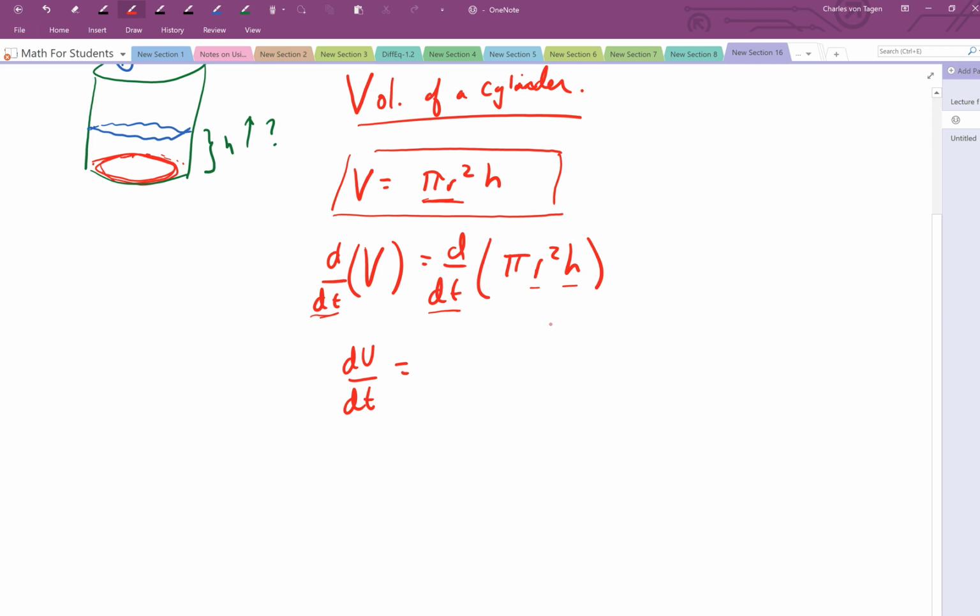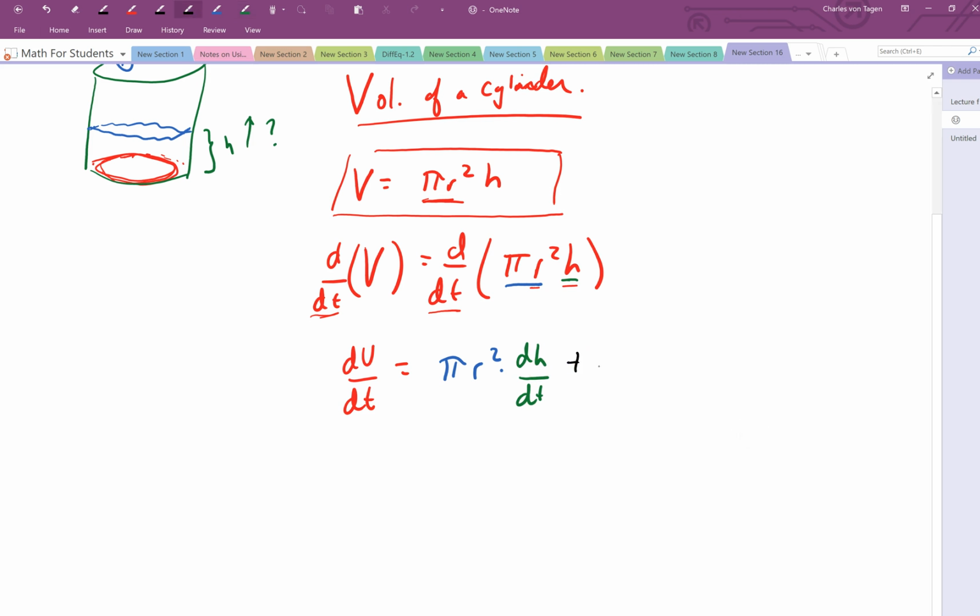Some of you might be objecting to that, and you're not wrong in objecting to it. But I'd like to go ahead and use the product rule anyway, and then we'll talk about what happens. So I'll treat pi r squared as the first, and we'll treat h as the second. So here we go. We've got the first times the derivative of the second. Well, the derivative of the second would just be dh dt. The derivative of h with respect to t is just the derivative of h. Okay? So that's my product rule.